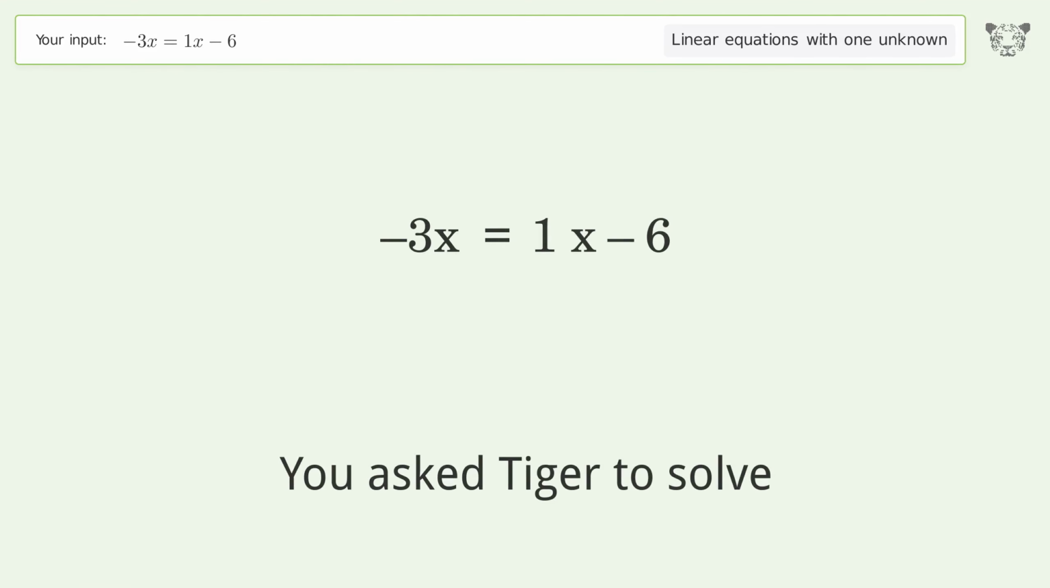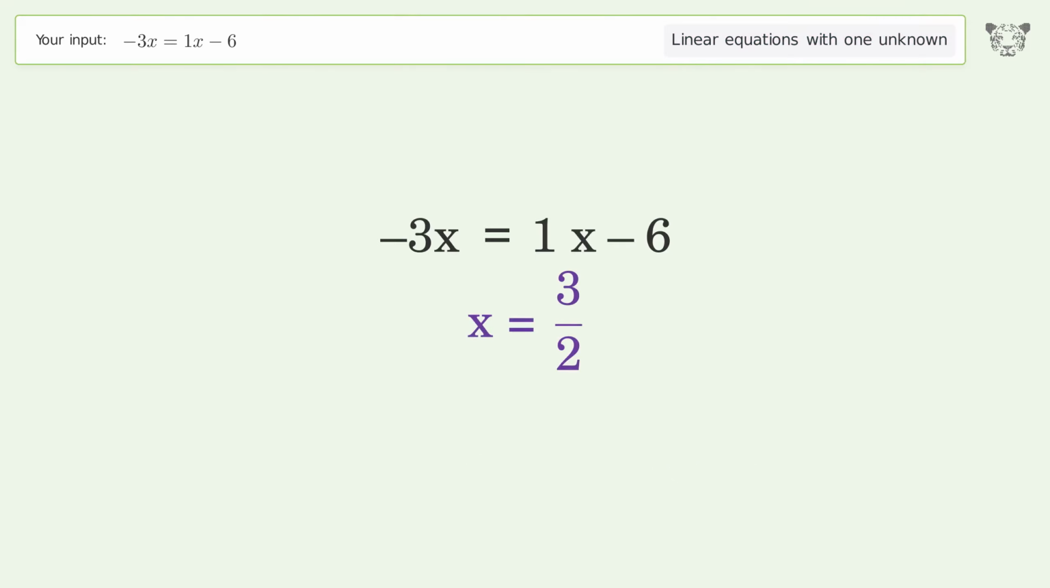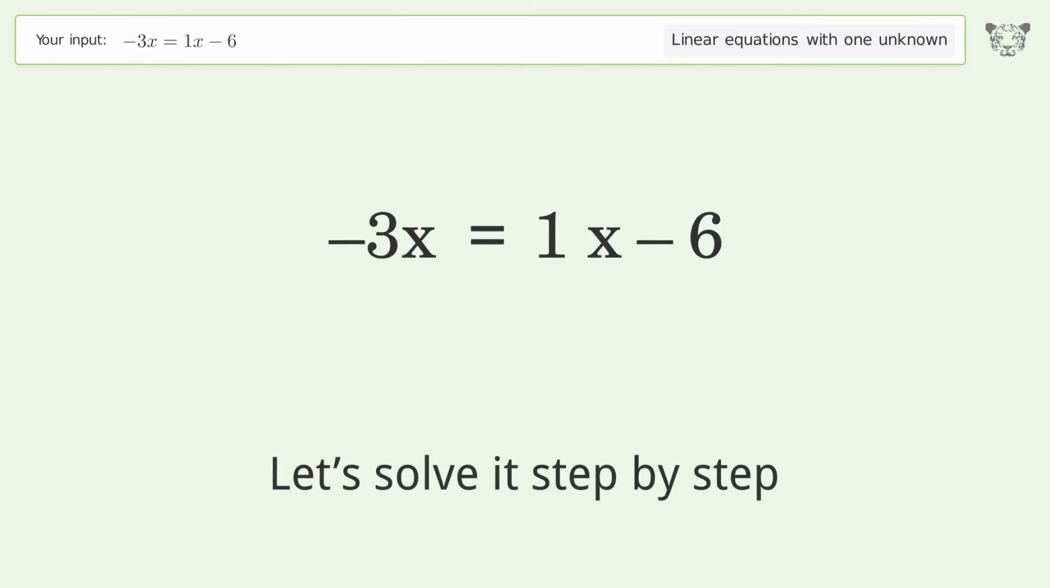You ask Tiger to solve this. This deals with linear equations with one unknown. The final result is x equals 3/2. Let's solve it step by step.